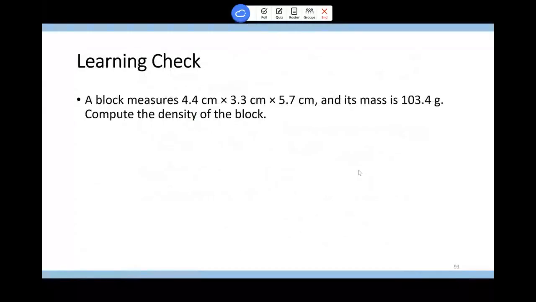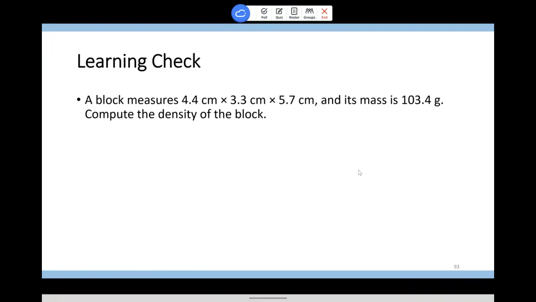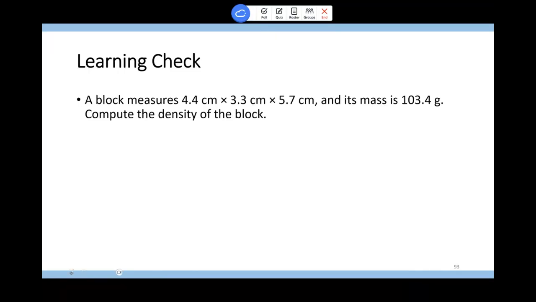Okay, we're going to jump right into an equation. So we are computing the density of a block. It measures 4.4 centimeters by 3.3 by 5.7, and we're given its mass. So remember, density is mass over volume. So using the information that's provided, calculate the density of this block.